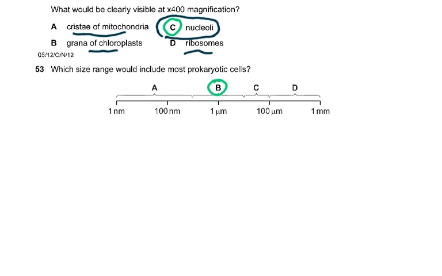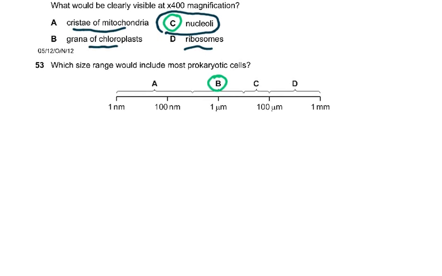Which size range would include most prokaryotic cells? You can see here, this is the A part, then the B part, then the C part, and then the D part. So this is all increasing. And these, of course, are nanometers. This is what the virus sizes are. So you have to know the sizes. Please remember, you have to make a rough idea of the sizes. You have to be clear about the sizes.